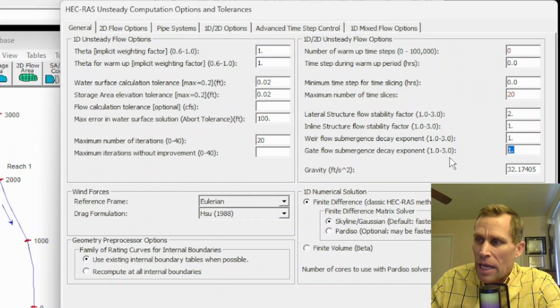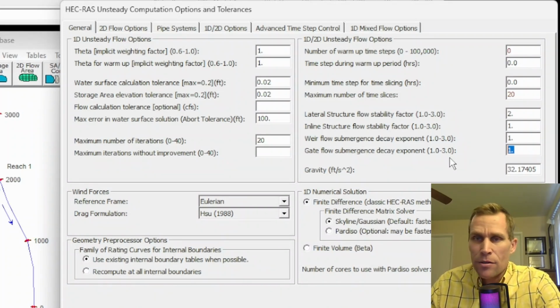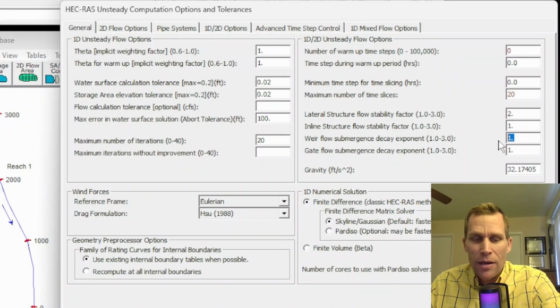When you have a weir or gated spillway that connects between a river reach and a storage area, or between two storage areas, oscillations can occur in either direction. So that oscillation can also get out of control, and changing this value to a higher number, like 3, can help dampen that oscillation and improve stability chances.